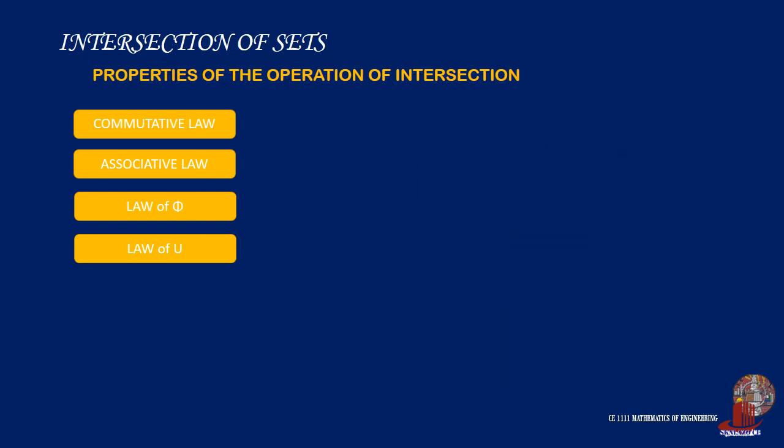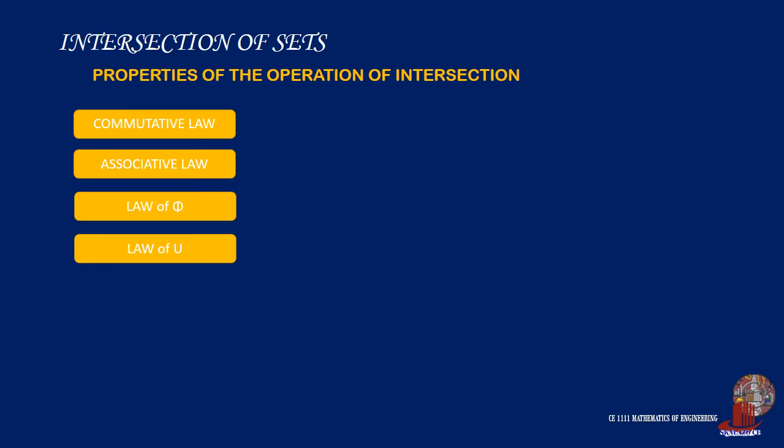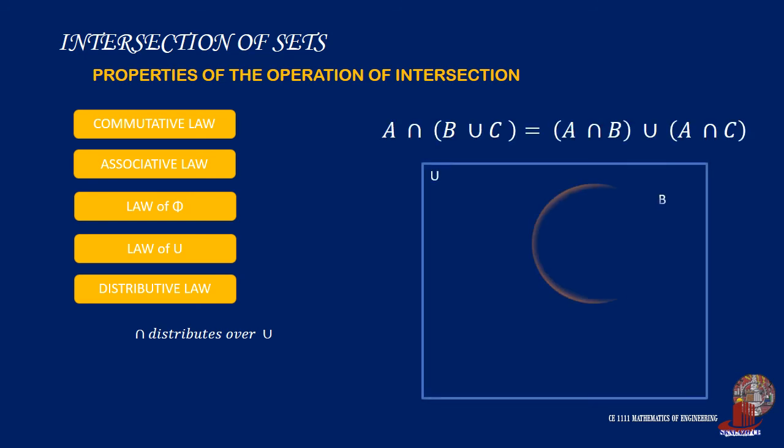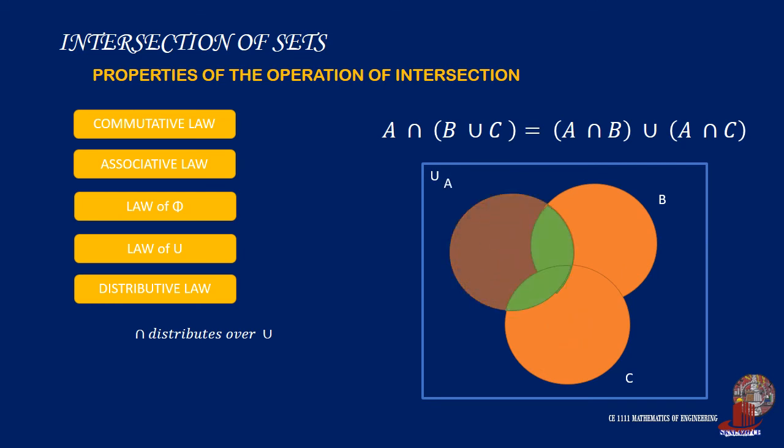The next property is the idempotent law. It states that the intersection of set A with another set A is just equal to set A. The last property is the distributive law, that is, intersection distributes over union. It states that the intersection of set A with the union of sets B and C is equal to the union of the intersection of sets A and B and the intersection of sets A and C.